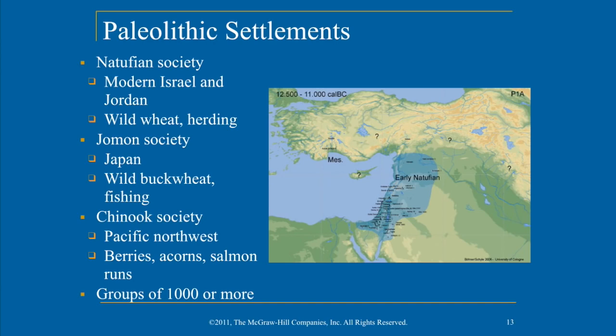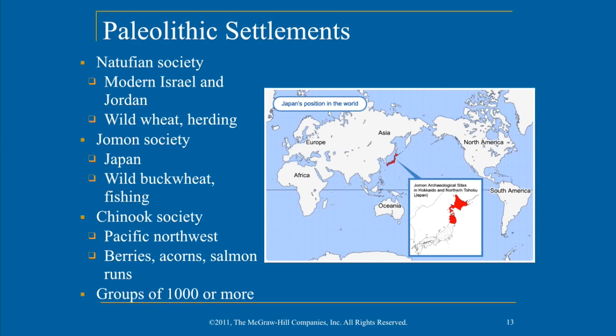Next, we have Paleolithic settlements. Here are three societies we're going to look at and see how this fits into what we're talking about. Natufian society filled up what we would call modern Israel and Jordan. They were cultivating wild wheat and herding very early on during the Paleolithic settlement times. The Jomon society, which is around Japan, were growing wild buckwheat and fishing already off the coast.